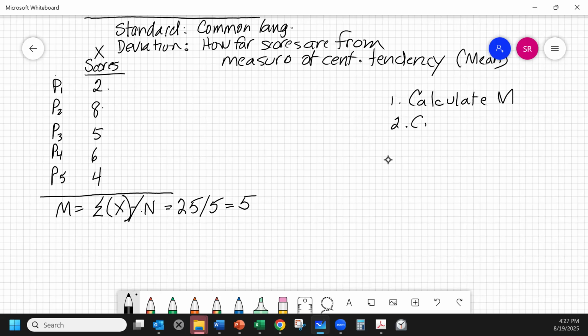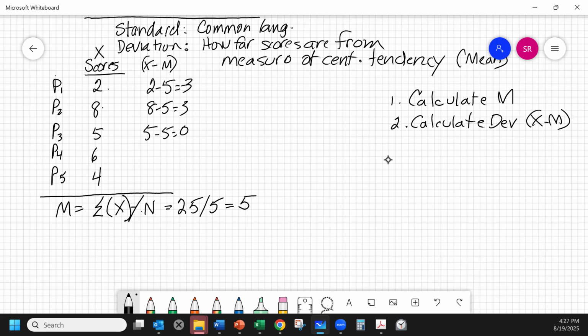Secondly, we calculate deviations, which is just x minus M. We usually break this out. You probably maybe did this all at once in your last class if you didn't take 213. We're going to tease this out and do it in 2 steps, at least at this juncture. So we just take each score minus the mean. 2 minus 5 is -3. 8 minus 5 is 3. 5 minus 5 is 0. 6 minus 5 is 1. 4 minus 5 is -1.